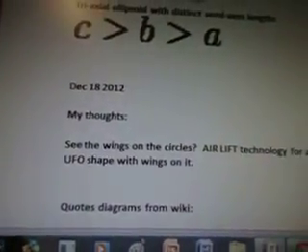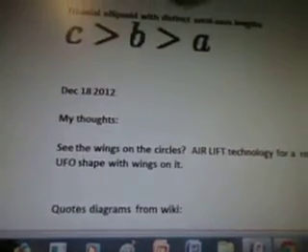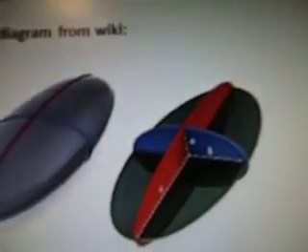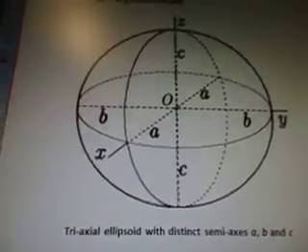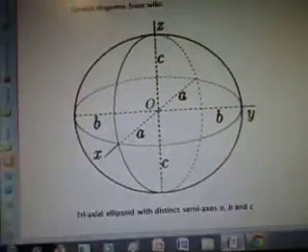December 18th, my thoughts. See the wings on the circles? Airlift technology for a round UFO shape with wings on it. Quotes, diagrams from Wiki. Yeah, that's what I thought of when I saw that. Tri-axial ellipsoid with distinct semi-axis A, B, and C. Okay. There's some more of them.